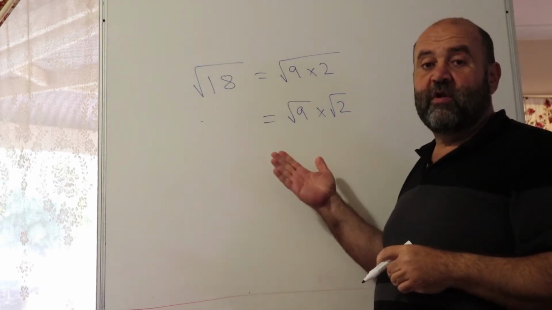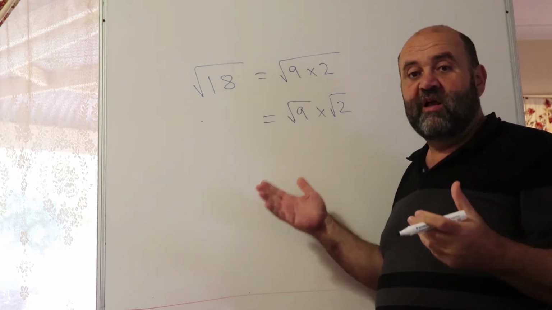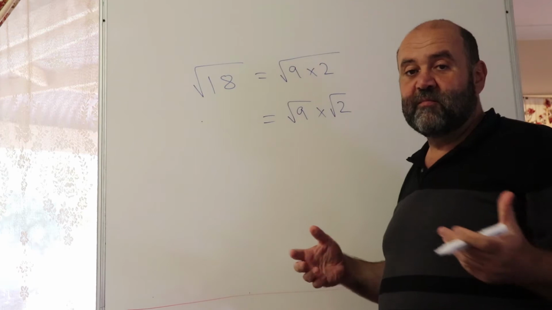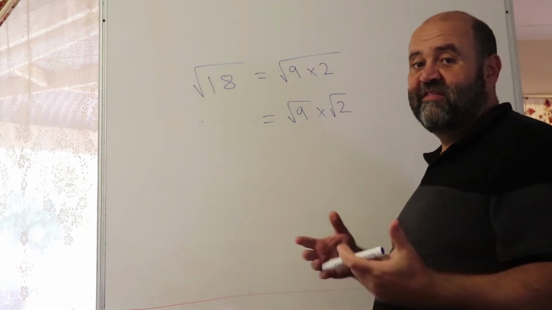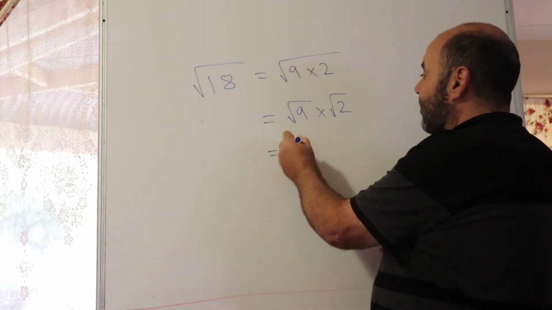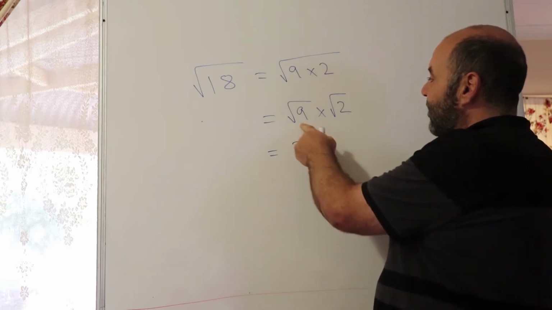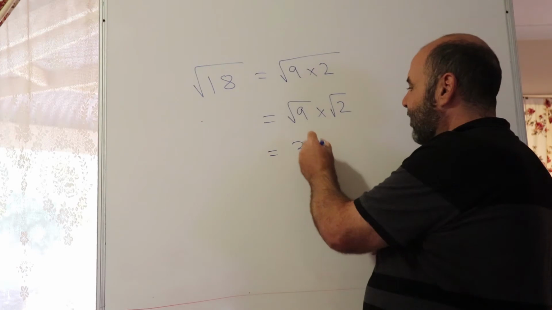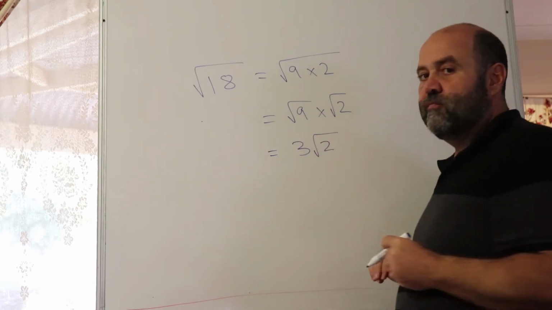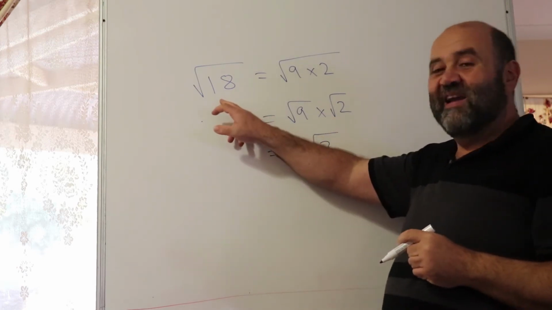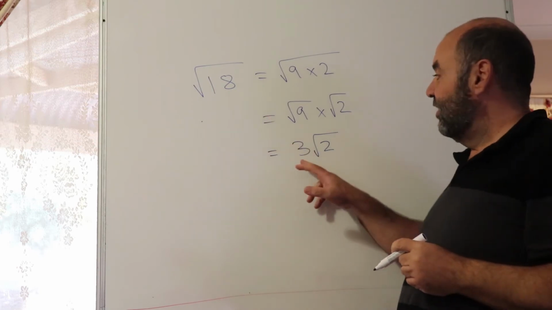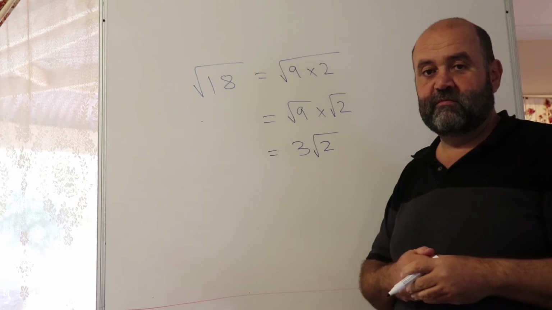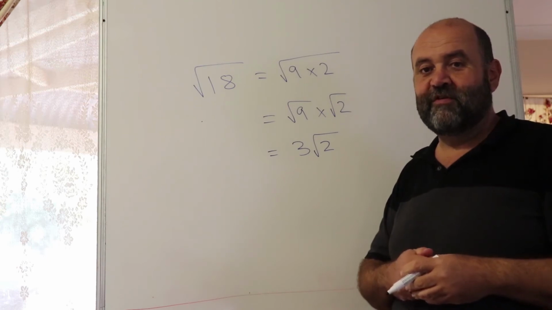Well, the square root of 9 I know. 9 is a square number, so its square root is going to be a whole number. We've seen it already in this series of videos. So the square root of 9 is 3. So that's 3 times the square root of 2. And the way I write that is 3 root 2. So root 18 simplifies down to 3 root 2. We've just simplified our first surd. Okay, good news. Let's do another one.